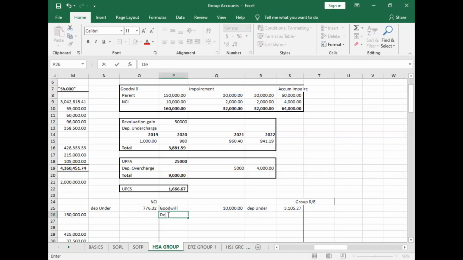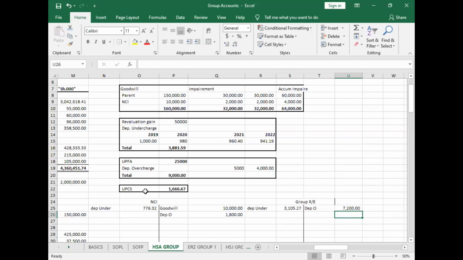So depreciation overcharge. The percentage also, it doesn't go the full amount, isn't it? So this one will go 0.2. We multiply by the depreciation overcharge of 9,000. Then I'll copy the same thing, Control C, and paste it here, Control V. And this one now will be 0.8, equal 0.8 multiply by the 9,000. Enter.